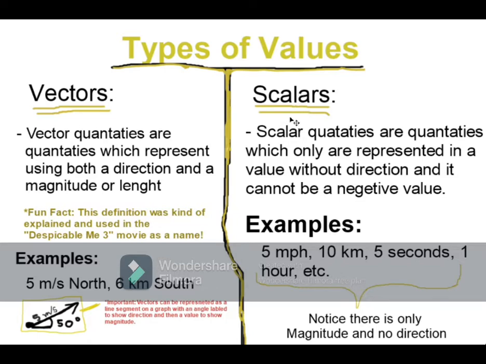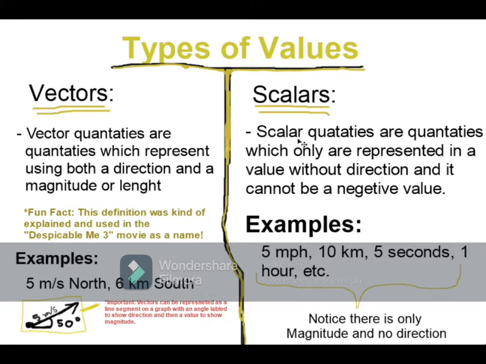Now, scalars are way different from vector quantities. A scalar quantity represents a value with no direction, only a magnitude, and it cannot be a negative value. So for example, do you see those speedometers in your cars and other vehicles? That shows speed, which is always positive. Even if you go in reverse, it's always positive.